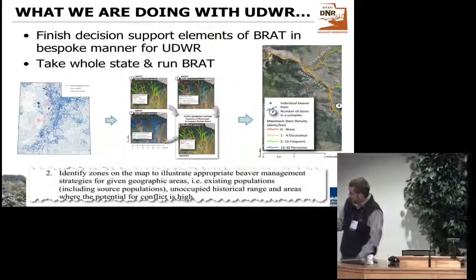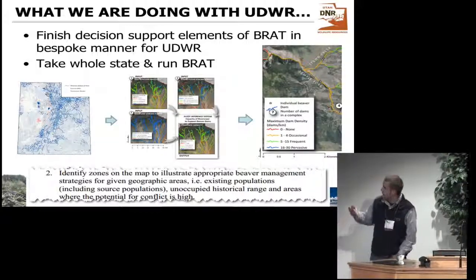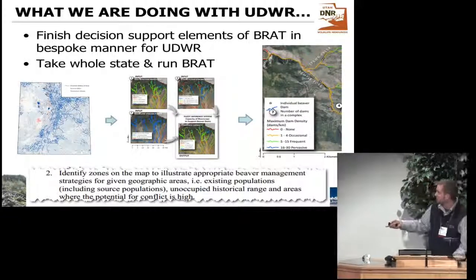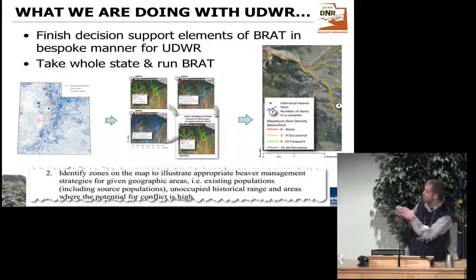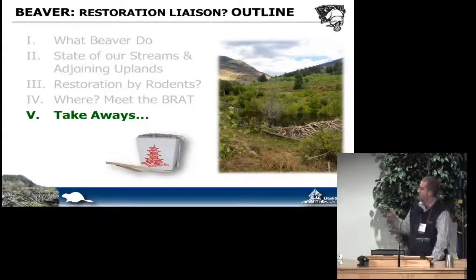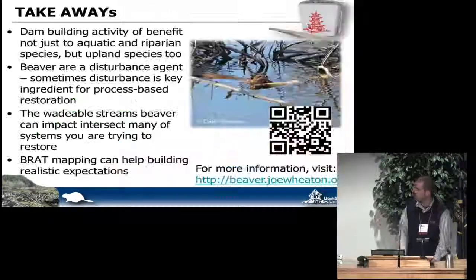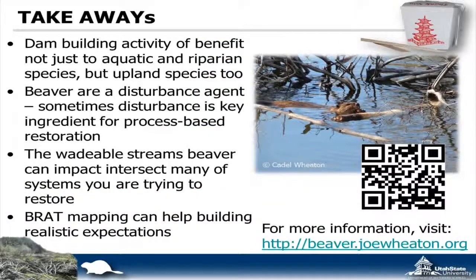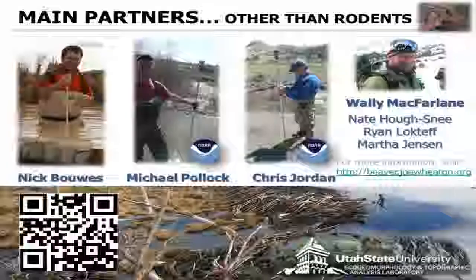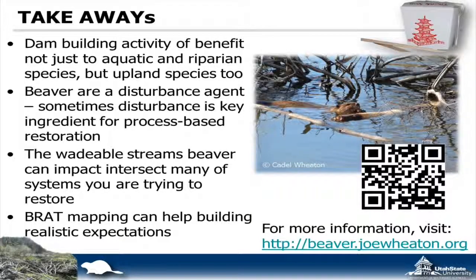So we are running these models for the whole state of Utah, and I'd be very curious to talk with some of you that know something about uplands, like me, about where that management interface is. And so the main takeaways I want you to go away with are that dam building activity is of benefit not just to these riparian systems that I work in, but potentially upland species too, like aspen, because it's a disturbance agent. And that we have some tools for being able to map that.